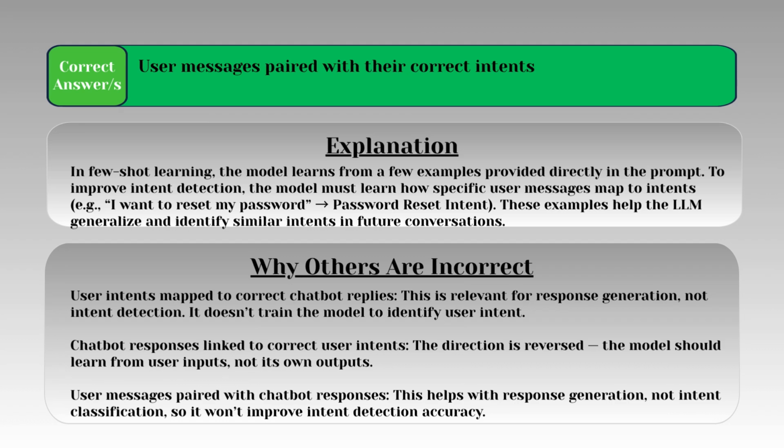Why others are incorrect. User intents mapped to correct chatbot replies is relevant for response generation, not intent detection. It doesn't train the model to identify user intent. Chatbot responses linked to correct user intents: the direction is reversed. The model should learn from user inputs, not its own outputs. User messages paired with chatbot responses helps with response generation, not intent classification, so it won't improve intent detection accuracy.